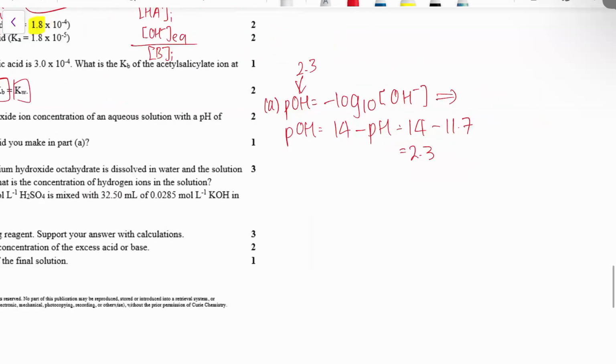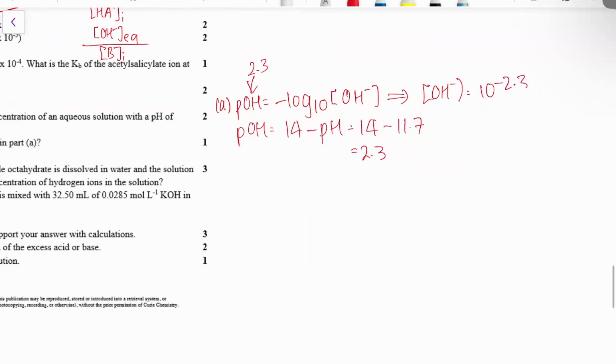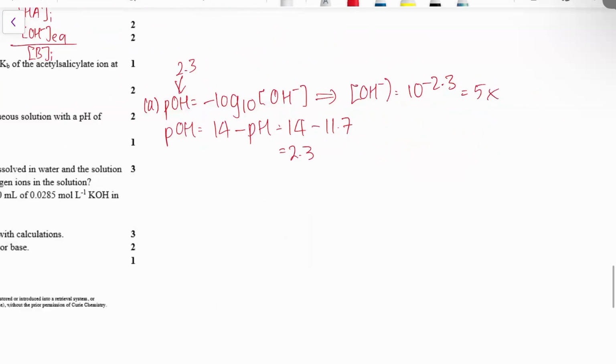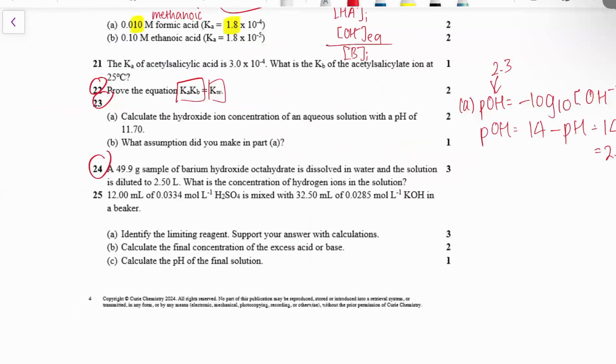So rearranging this, what's the hydroxide concentration equal to? 10 to the minus 2.3, which is equal to 5 times 10 to the minus 3. How many sig figs do I want to round off to?